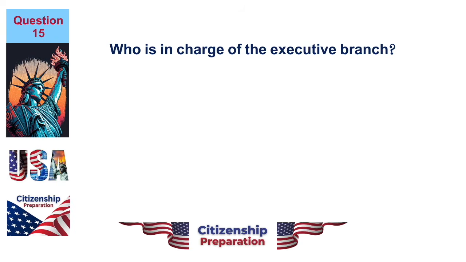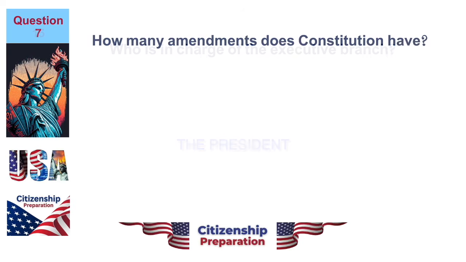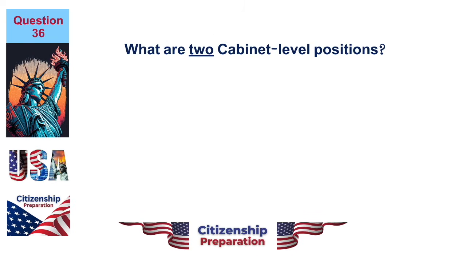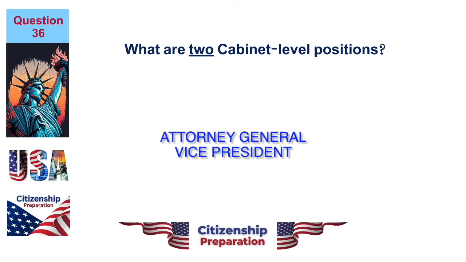Who is in charge of the executive branch? The President. How many amendments does the Constitution have? 27. What are two cabinet-level positions? Attorney General, Vice President.